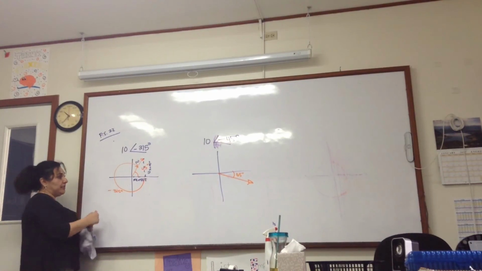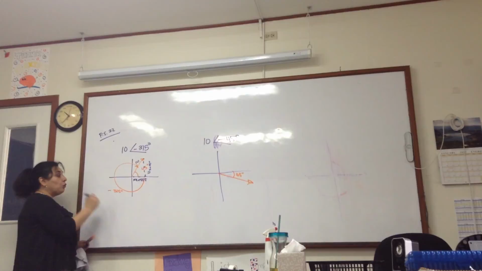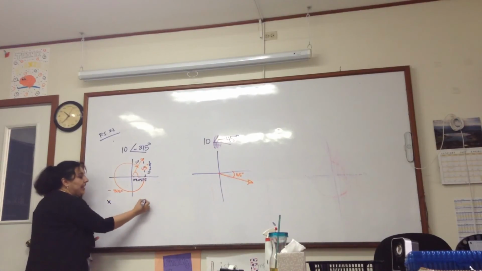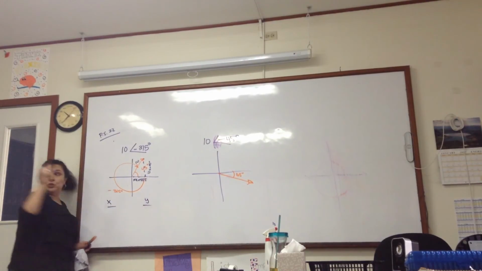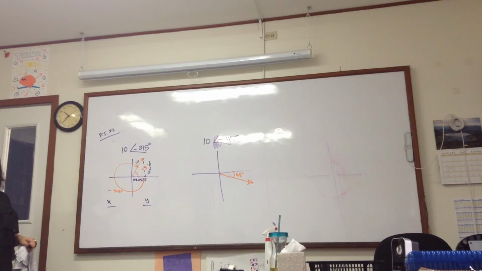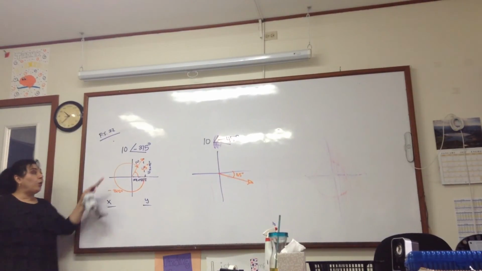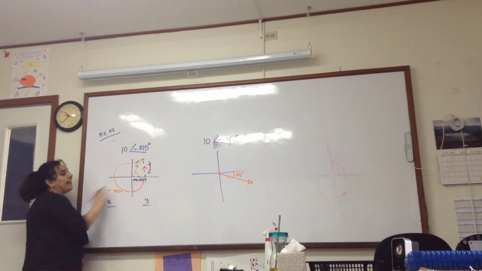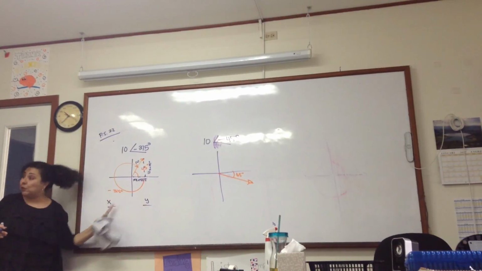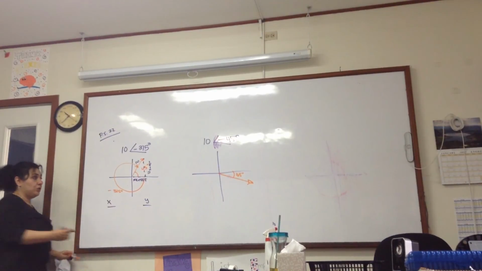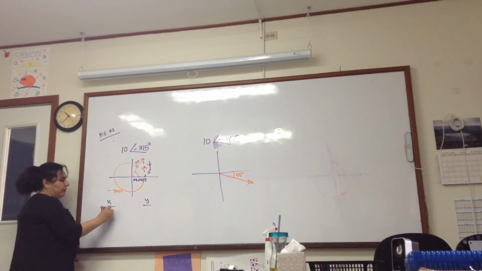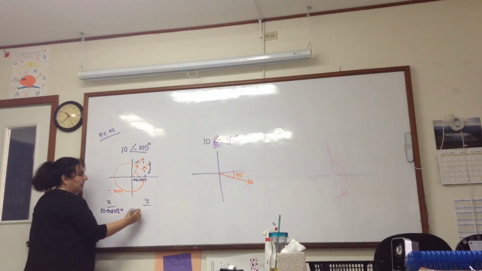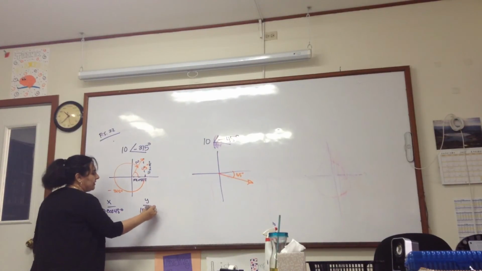So let me just finish this. You remember that you have to put whatever you have in X and whatever you have in Y. That's what you're not doing on the test. You know what you have to do, but then you don't know what to do with the information. So what is X? That's why the titles are important. Put the titles. X is 10 cosine 45, and Y is 10 sine 45. In this case it's the same thing.